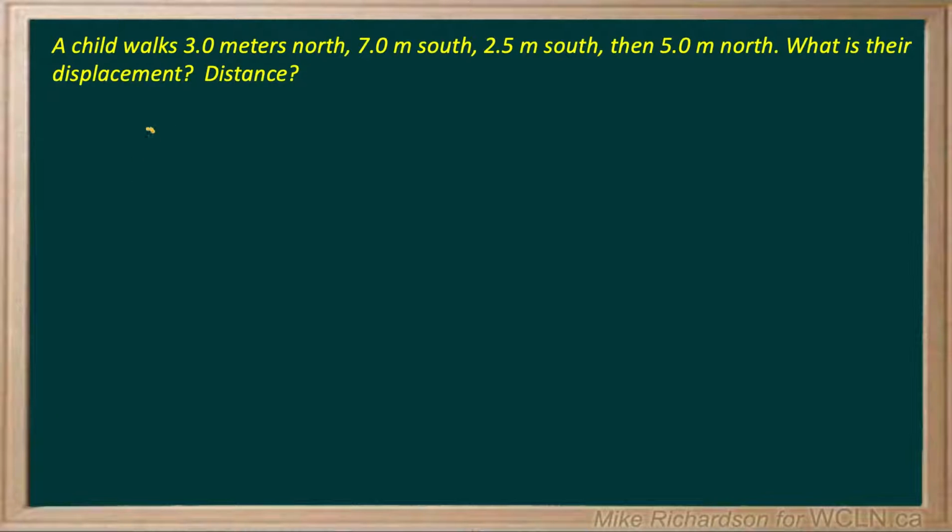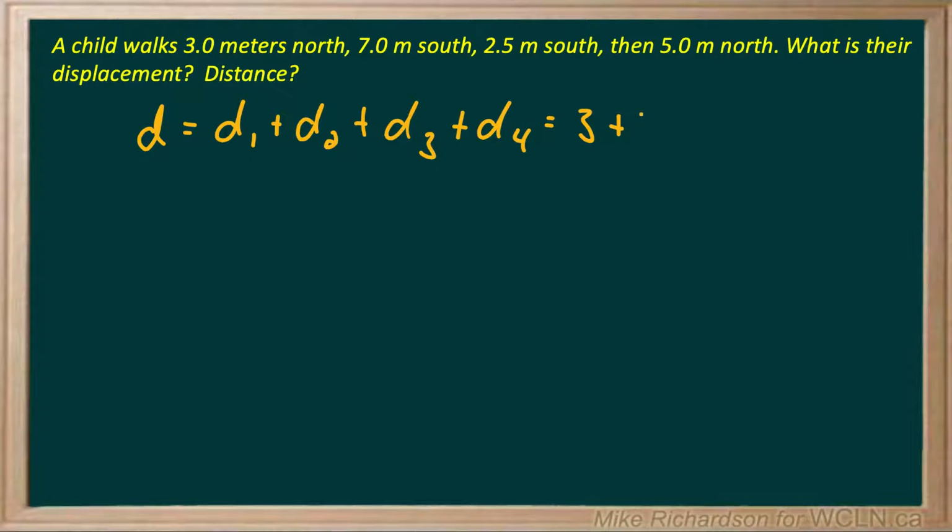It's probably easier. Distance is just all those parts added together. And I've got 4 parts. I don't have to worry about direction at all. So all I do is I simply add the numbers, as long as they're all the same units. And when I add all those together, I get 17.5 meters. So his total path length, total ground covered, is 17.5 meters.